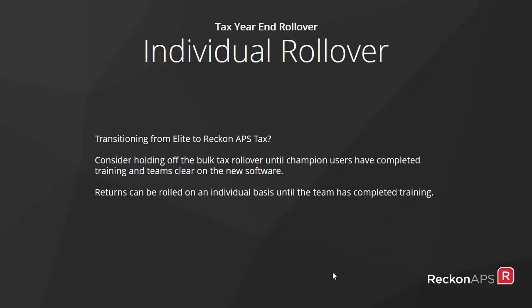If your practice is transitioning to Reckon APS Tax for the first time, then you may consider the timing of when you perform your tax rollover. You may wait until your champions have reviewed the forms and completed their training, as returns for the same family group that share distributions or sharing within the return will need to be using the same tax form system. Returns can be rolled on an individual basis until the team is ready to complete the full tax rollover.